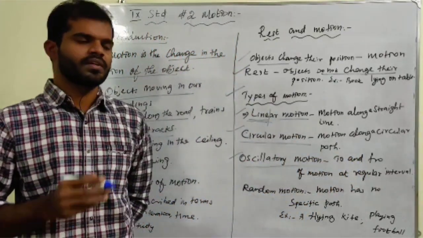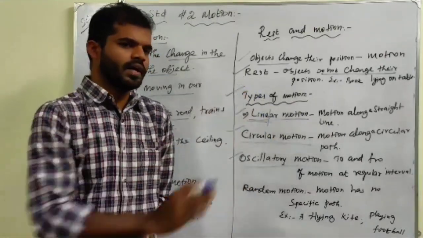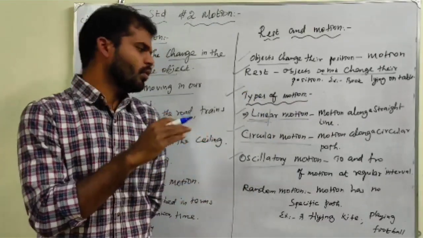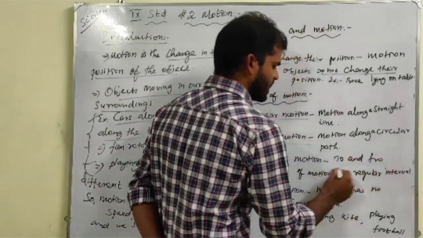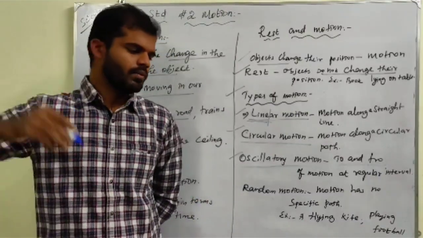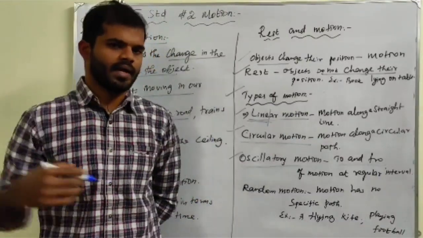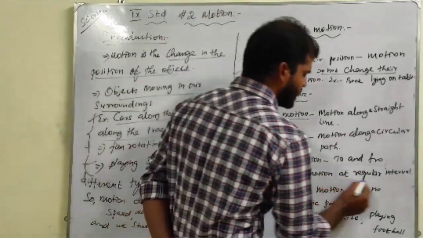For example, swing. When we play swing, it will go and come back, right? That is called as to and fro motion. To and fro motion is nothing but going front and backwards at regular interval of time. For example, pendulum. Pendulum moves front and back, right? That's called as to and fro motion at regular interval of time.